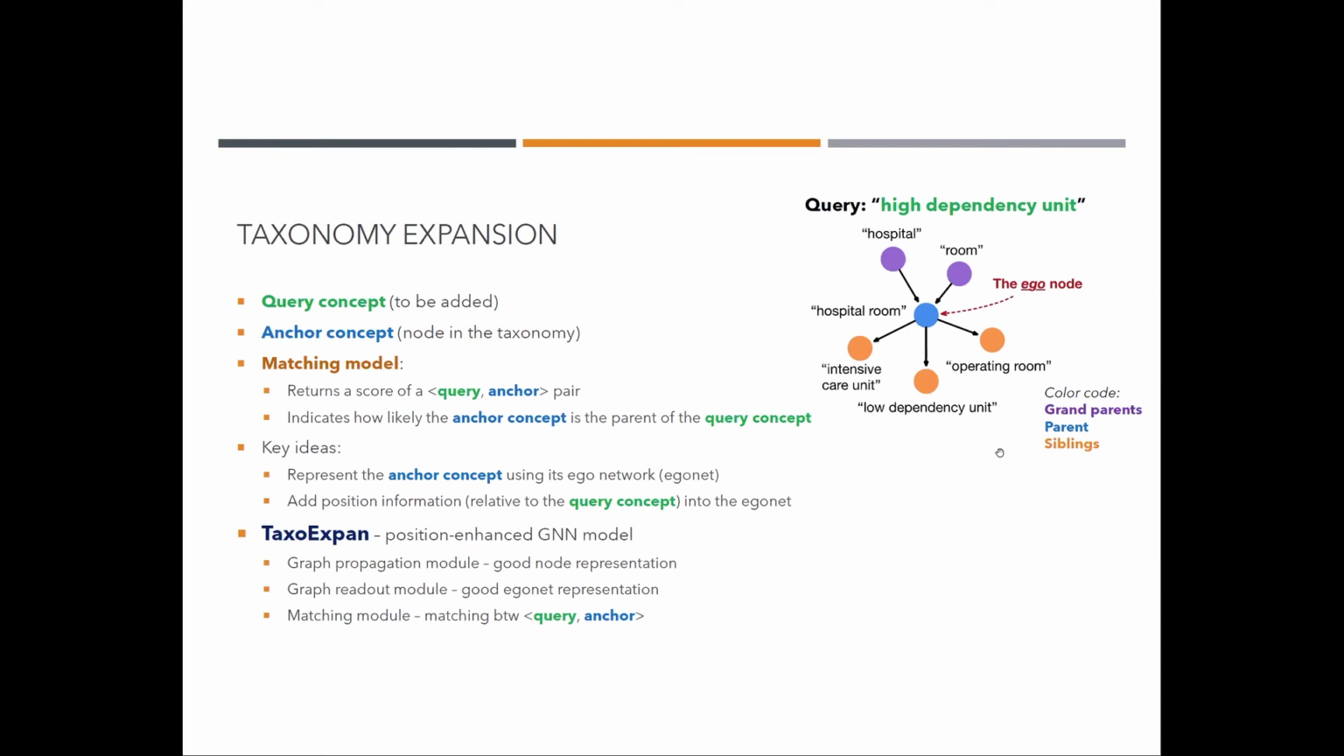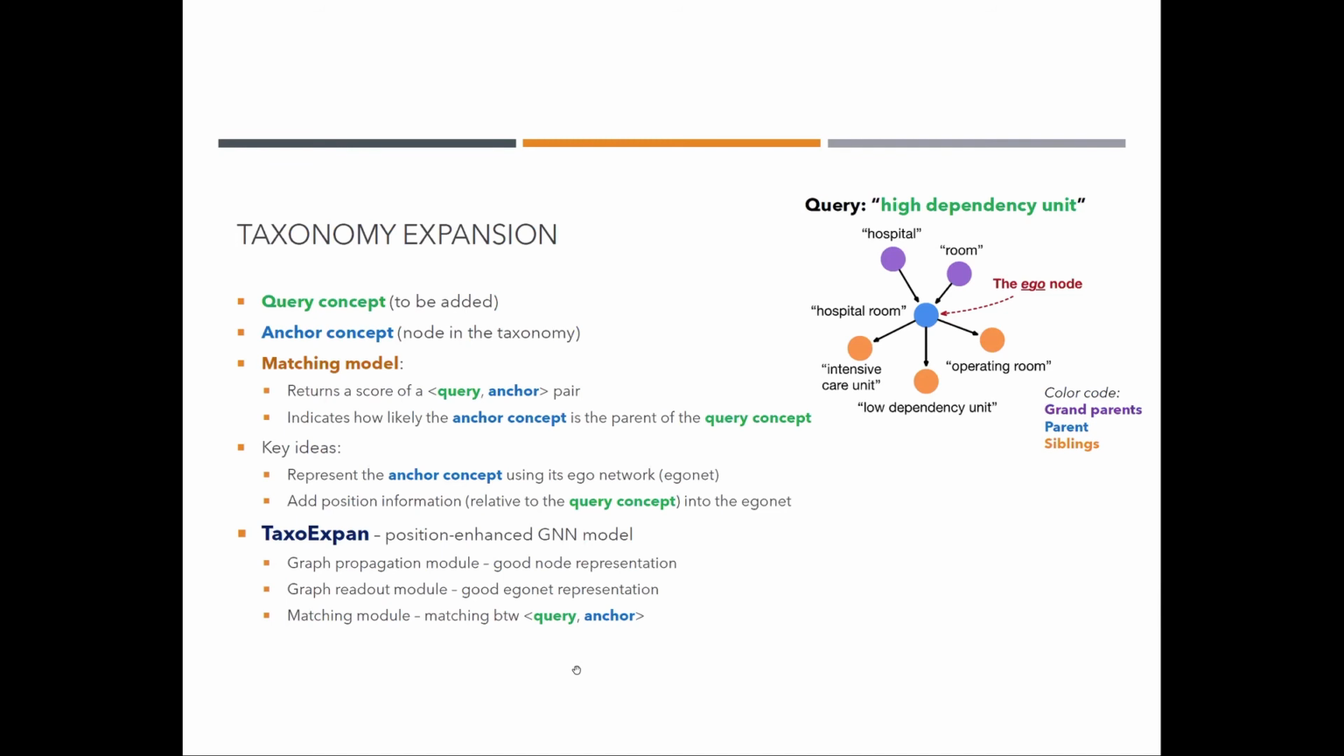And also we would add the position information, which is relative to the query concept, to the ego net, which can better help us decide which places are the best candidates. We call our new model TaxoExpand, the abbreviation of taxonomy expansion.